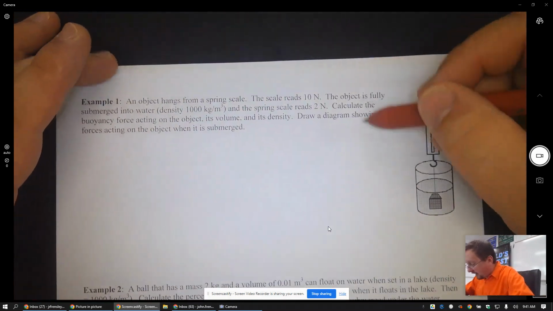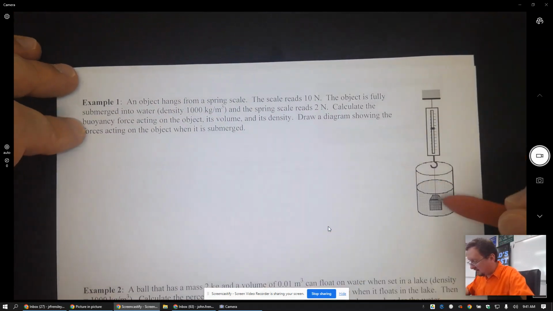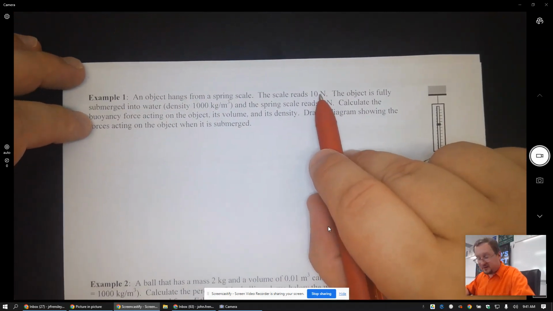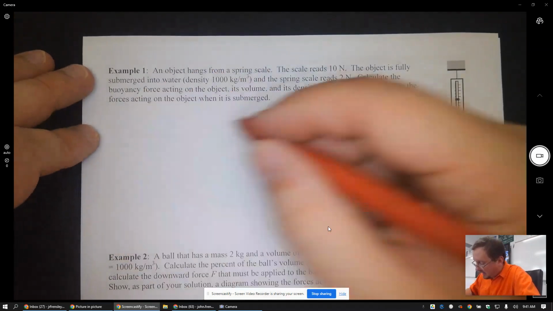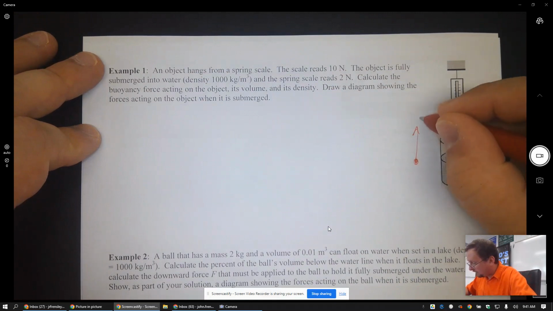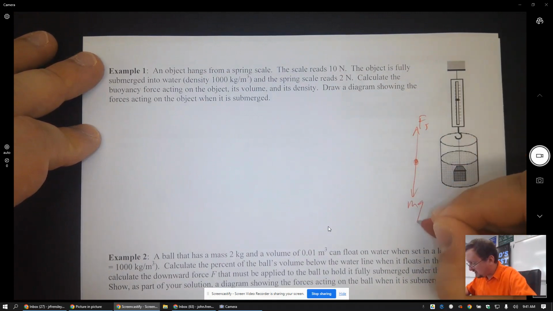Okay, this is a classic. Just tell me what the volume and density of this object are. The scale reads 10 newtons when the object is not in the water. Well, okay, so when you're not in the water, the force of the scale and the mg are the same.